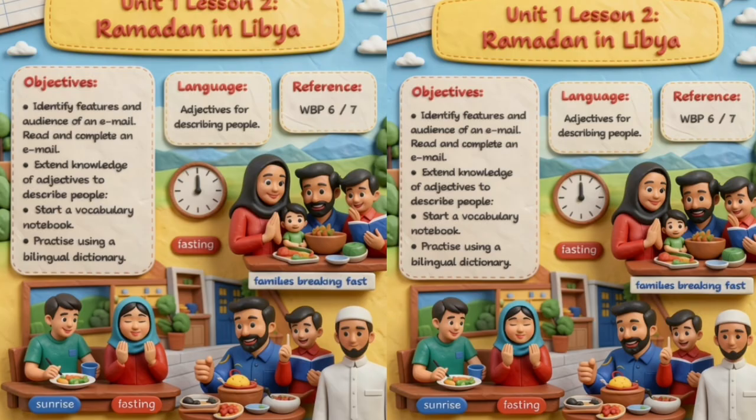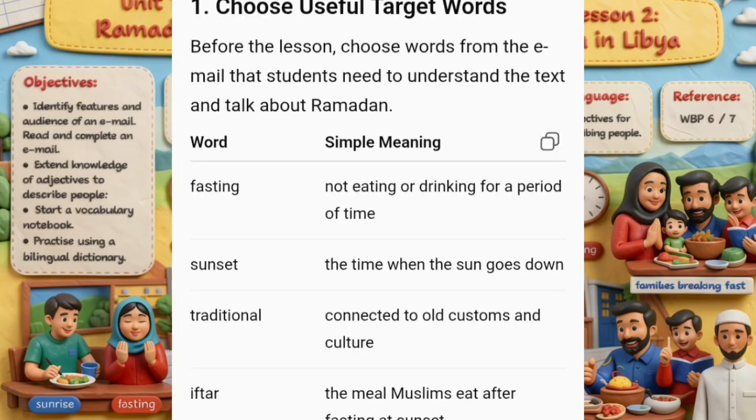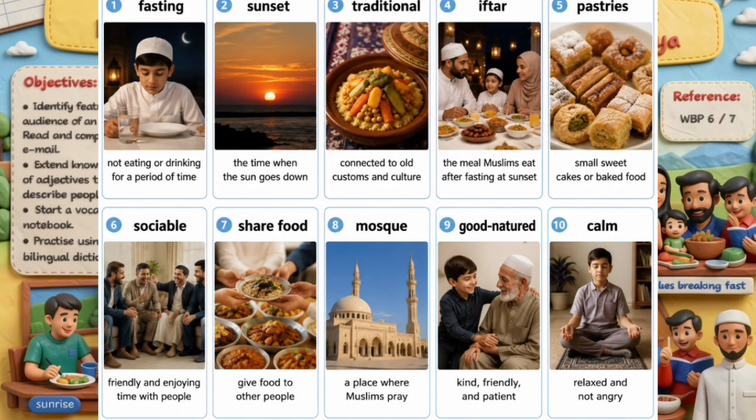So the first step is choose useful target words. Before the lesson, choose from the text the words that you need to understand the text and talk about Ramadan. So we have so many words which we consider as target words: fasting, sunset, traditional, iftar. Fasting, that means not eating or drinking.